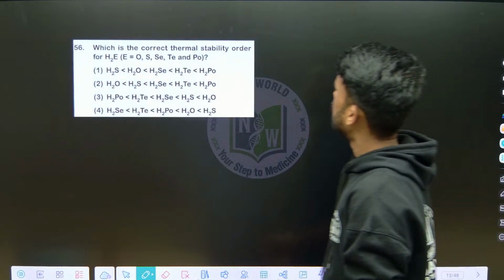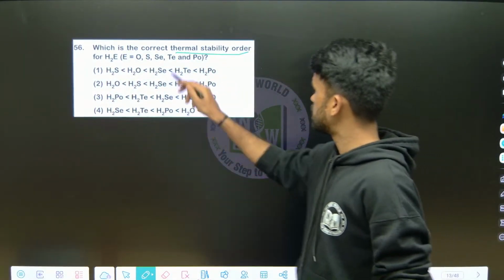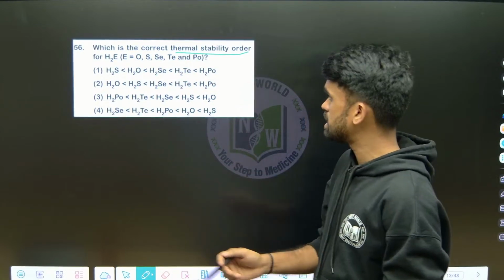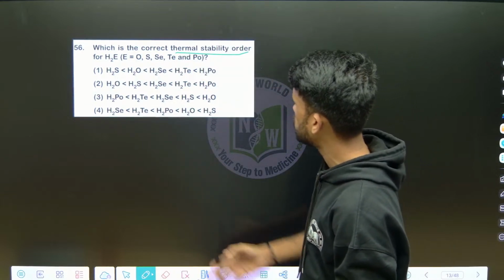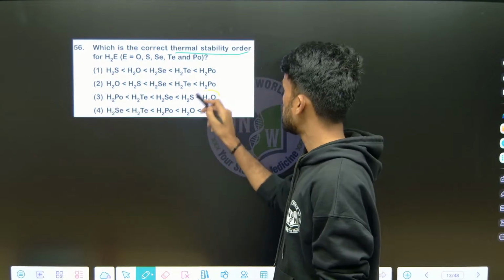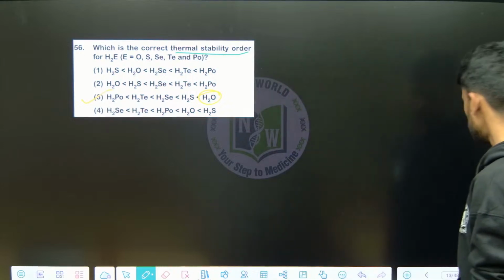Next, thermal stability. What happens? Down the group, the thermal stability of these oxides decreases. So the lower one is least stable and the higher one is most stable. What is the answer here? Down the group it is decreasing, so water will have more stability. So this is the correct one.